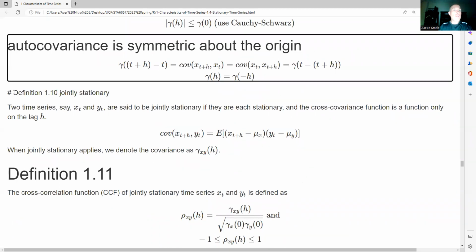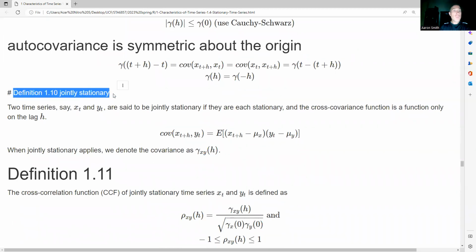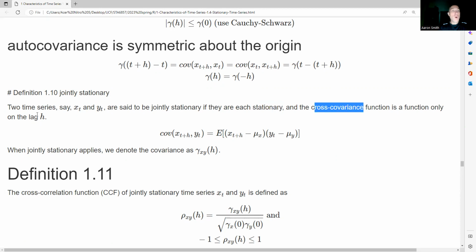All right, now, next definition is on jointly stationary. Two time series, x and y, are said to be jointly stationary if they are each stationary and their cross-covariance function is a function only of the lag. All right, so x and y have to be stationary themselves and their cross-covariance only depends on lag, the difference between the times. And when we have that, to be consistent with what we've done so far, I'm going to say gamma of xy of h.